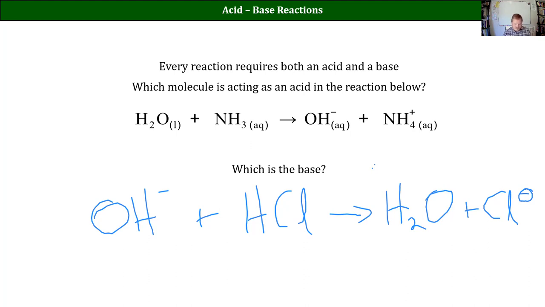So in this example down below, what's the acid and what's the base? So the hydroxide is the base. It's accepting an H plus. The acid is giving up an H plus.